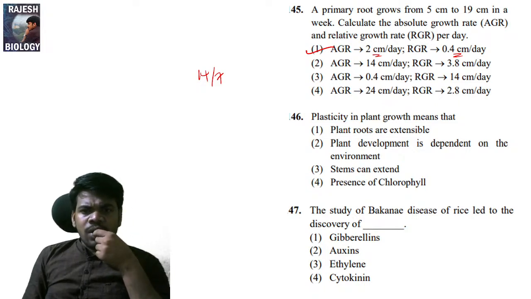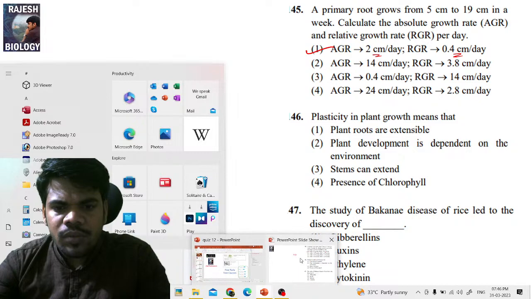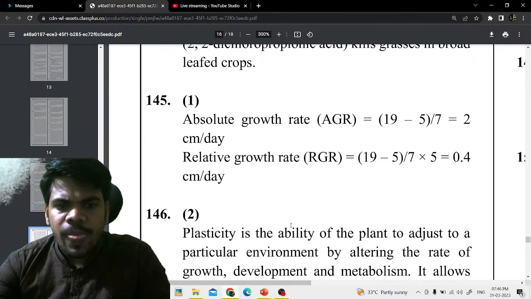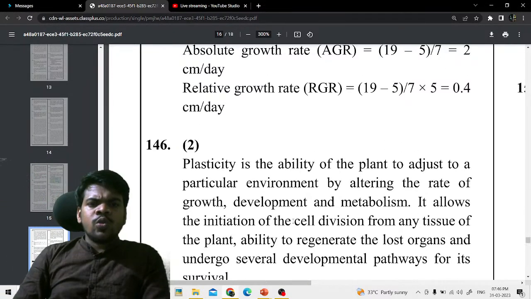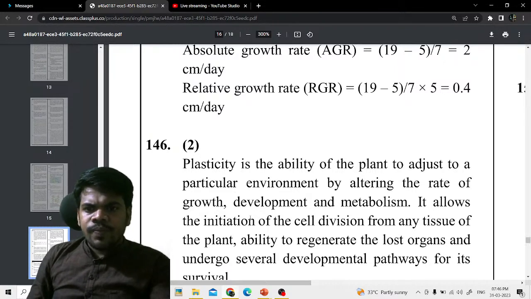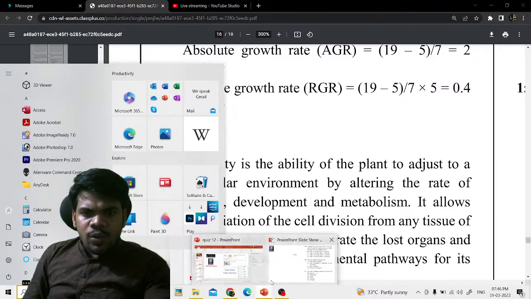Next, plasticity in plant growth means what? Plasticity is the ability of the plant to adjust to a particular environment by altering the rate of growth. Yes, 46 is 2, perfect. 47th question.